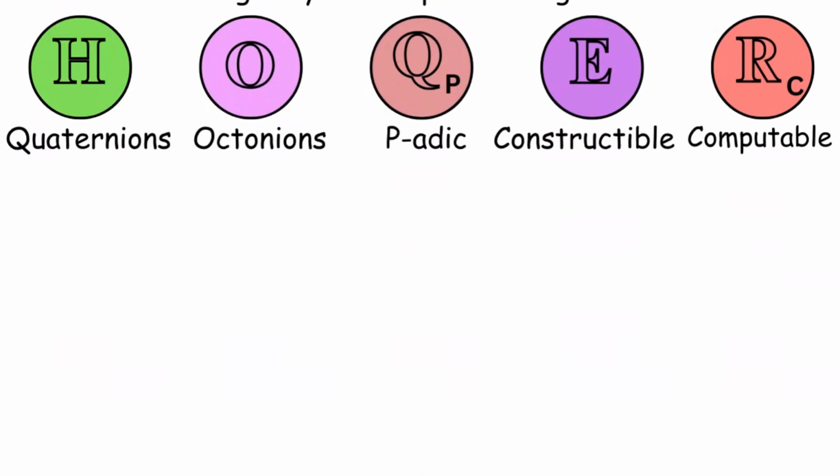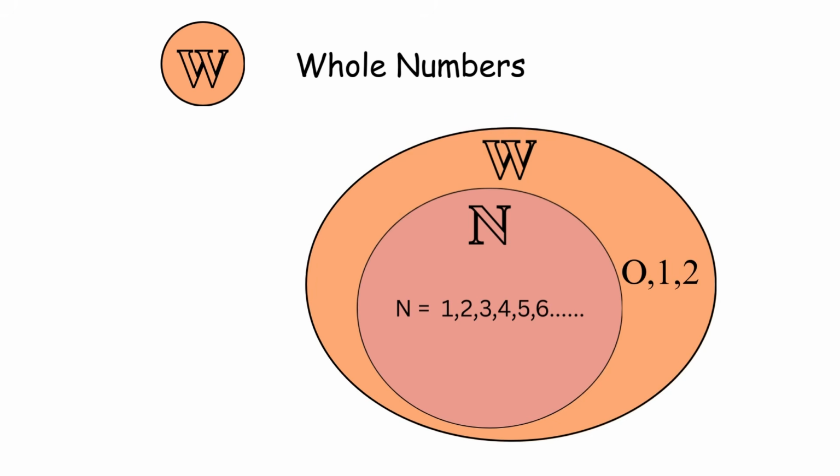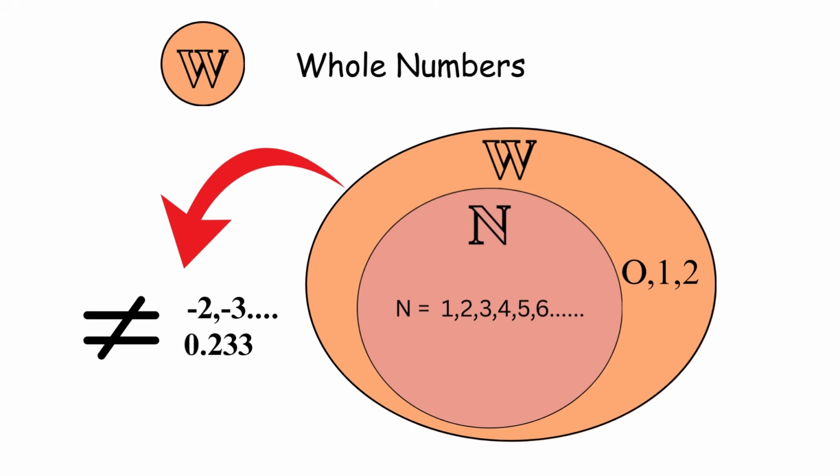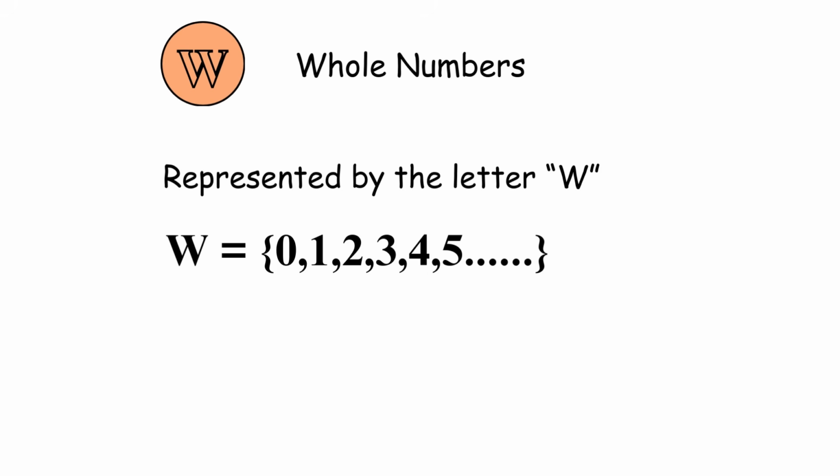Whole numbers. Whole numbers are also known as natural numbers, with 0 included. The set consists of non-negative integers, where it does not contain any decimal or fractional part. The whole number set is represented by the letter W. The whole number set is defined as follows.